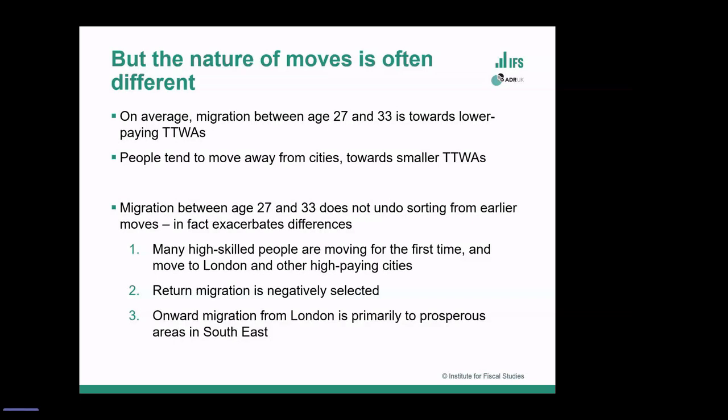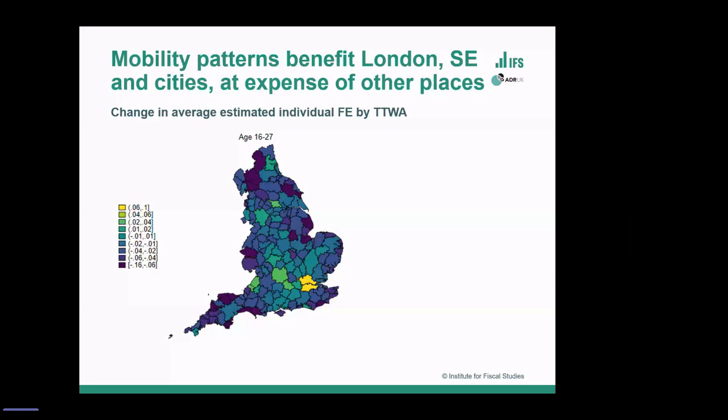Just to show you what this looks like in terms of the geographical distribution, we can map the effects of mobility on human capital across places by looking at the change in the average estimated individual fixed effect across travel to work areas. This is the change in the average level of human capital across places between age 16, based on where people are from, and age 27, based on where they've moved to. This map shows that London is a huge beneficiary of mobility patterns in terms of raising its level of human capital, whereas lots of places in the north and the southwest lose out as a result of migration.